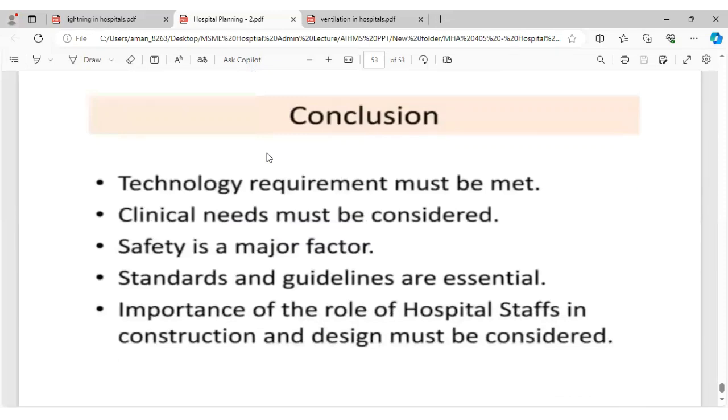So in conclusion, technology requirements must be met, clinical needs must be considered, safety is a major factor, standards and guidelines are essential, and the importance of the role of hospital staff in construction and design must be considered.